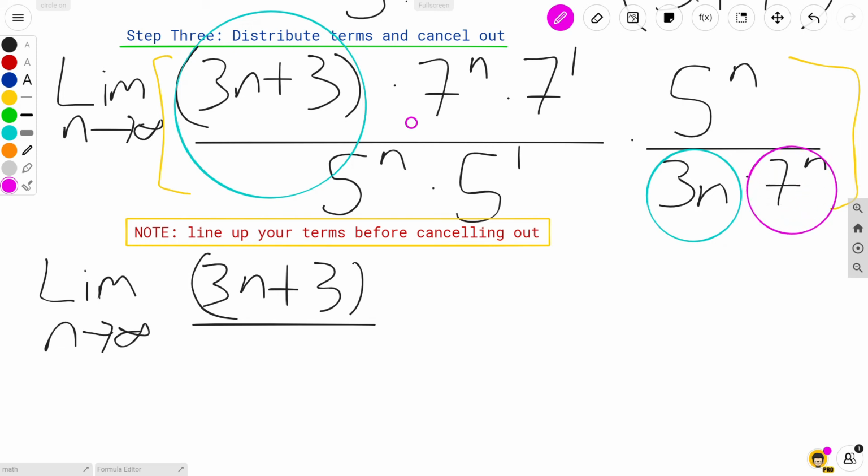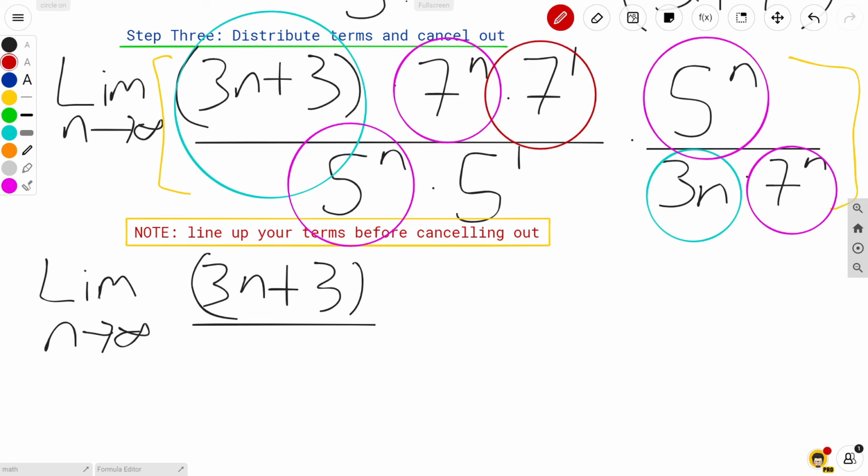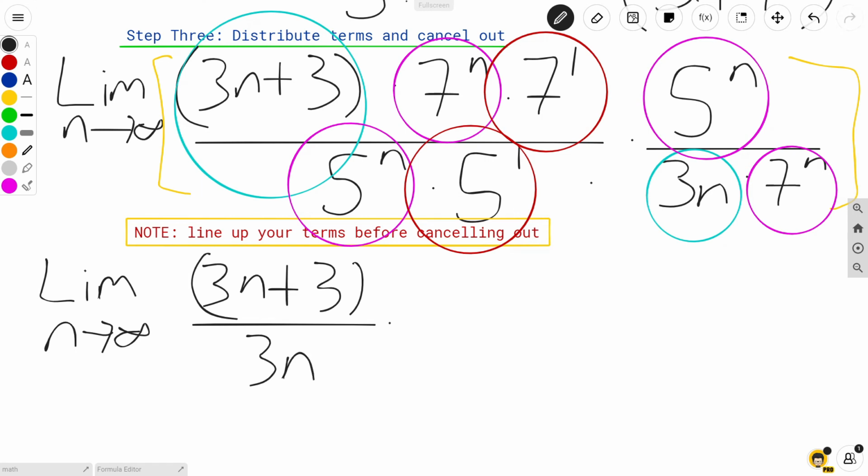7^n lines up with 7^n, and 5^n lines up with 5^n. Then what we have left over, I'll leave in red. So now we know what to line up with what, and I think that step is very important. You can skip it and try to cross things out as you see them, but I've also seen people make mistakes. That's why I like to do this mini step, because it really comes in handy.